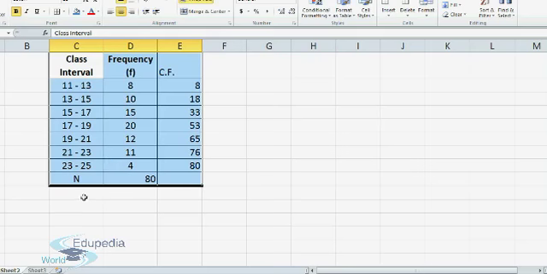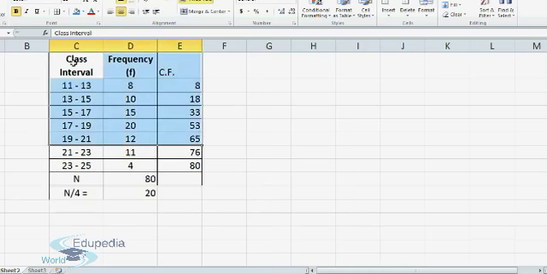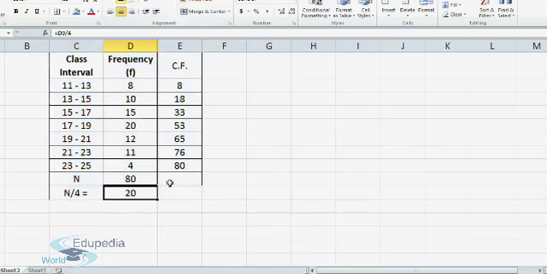Okay, so now for Q1, what do we do? We find n by 4. And what is n by 4 here? It's n divided by 4, which is 20. Let me just put them in order. So n by 4 happens to be 20, and that corresponds to this class.